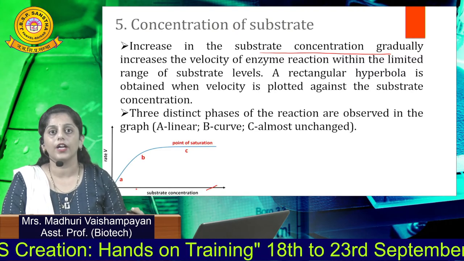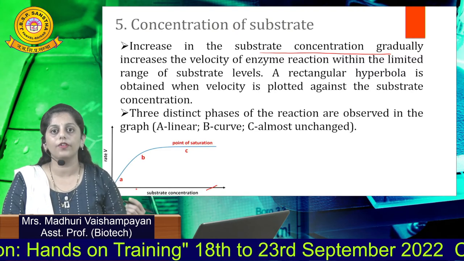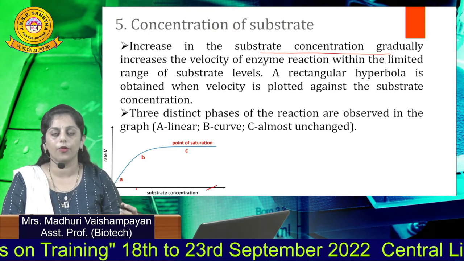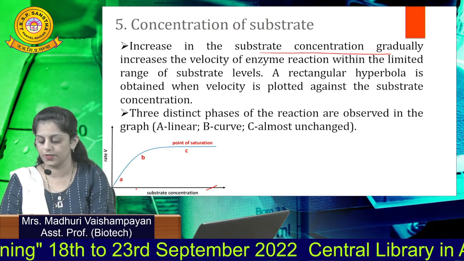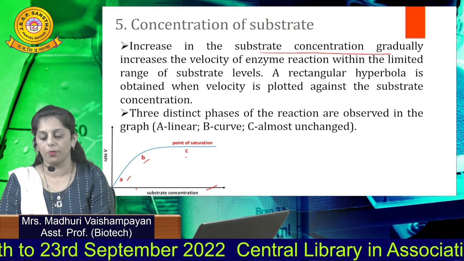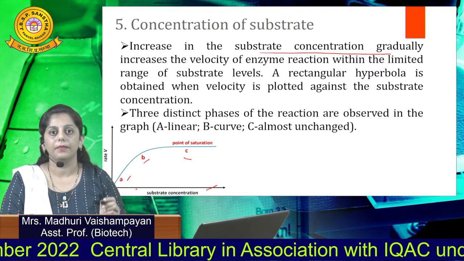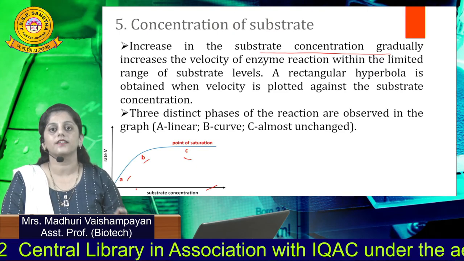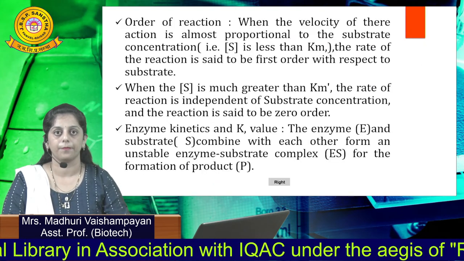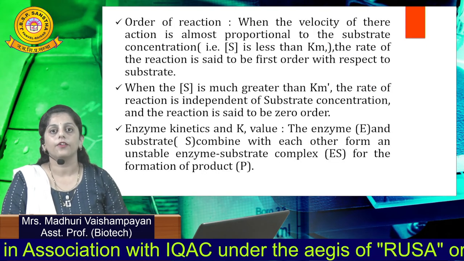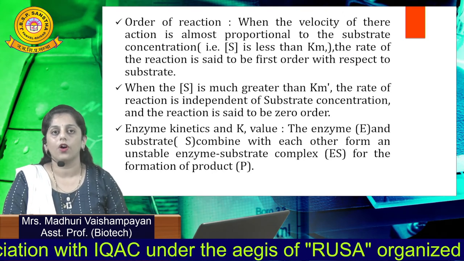Here we are going to consider the Vmax. You will be able to see three different points. What do the three different points indicate? First one is A, second one is B, and third one is C. A indicates linear, B indicates curve, and C indicates almost no change. Based upon that, we will be able to calculate the order of reaction.